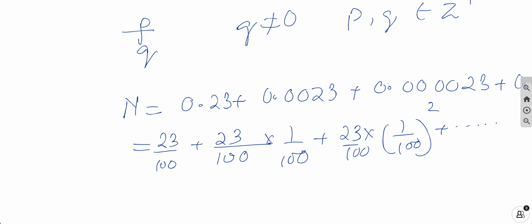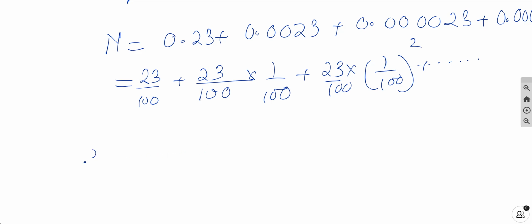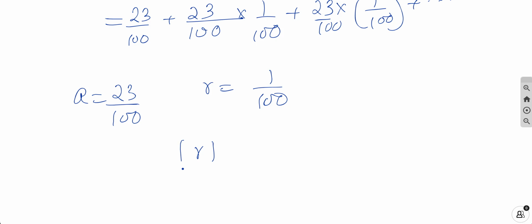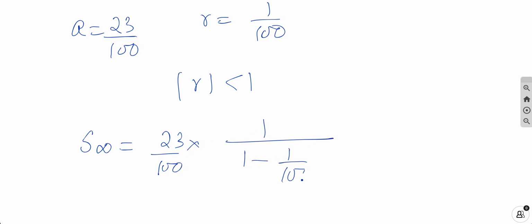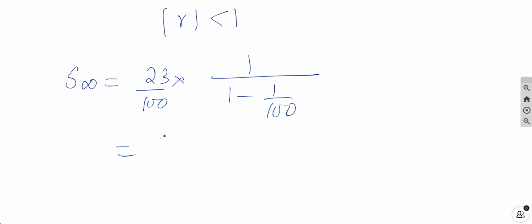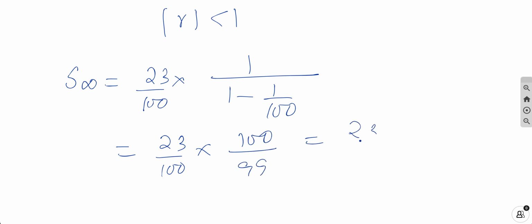Does this look like a geometric sequence? Yes, where a is 23 by 100 and the common ratio is 1 by 100. So it looks like a, a times r, a times r square, and so on. r is definitely between minus 1 and plus 1. Because this is a sum to infinity of terms, S infinity should be the first term times 1 upon 1 minus r. So 23 by 100 times 100 by 99, which is 23 by 99.